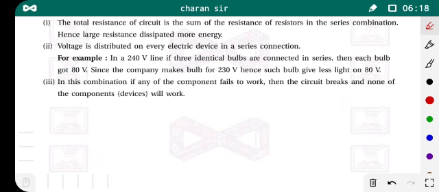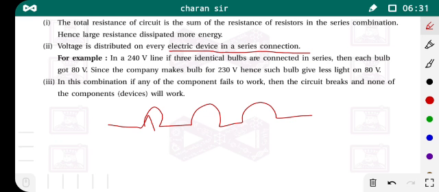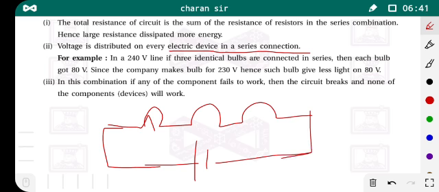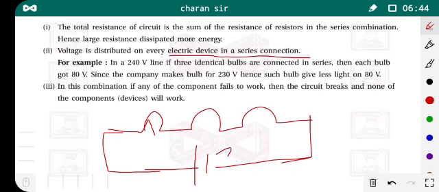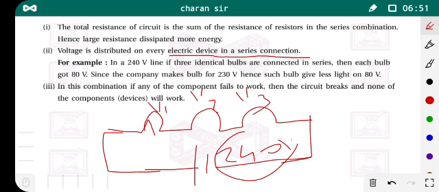The second disadvantage is the voltage is distributed across every electric device in series combination. Suppose you connected three identical bulbs, okay, and when we apply the voltage across this series combination of bulbs, that is 240, we know that the total is given by the summation of V1, V2 and V3. So each bulb gets 80 volt.